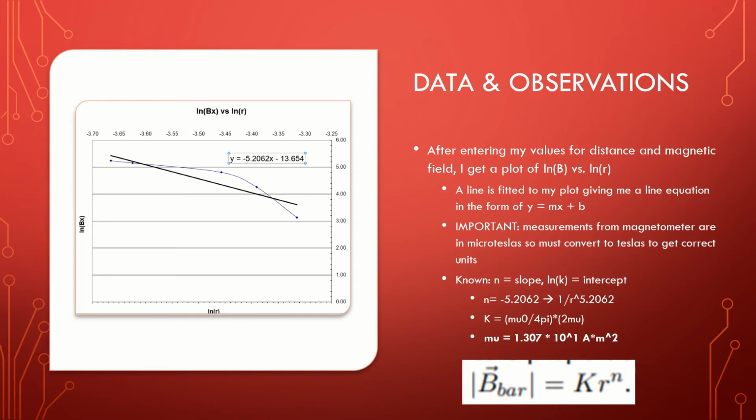And then with this data, I was able to plot a line for ln of B versus ln of r, which gave me an equation y equals mx plus b. And using the y-intercept and slope, I'm able to find the value for n and the value for k. And then by doing some algebra, I'm able to find my experimental mu value per the equation for k, which is equal to mu naught over 4 pi times 2 mu.